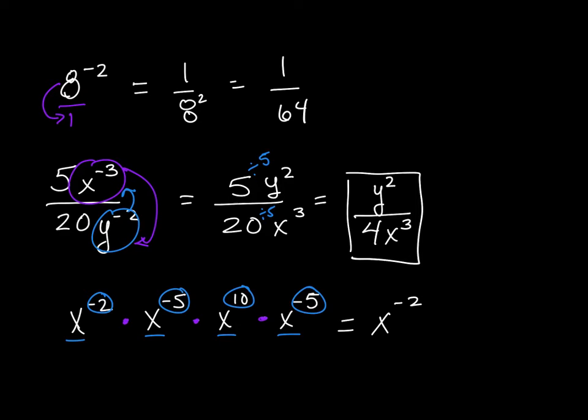But that can't be my final answer. You will lose points for that. You must make sure that all of the variables are written with positive exponents. So that answer there would be 1 over x squared.